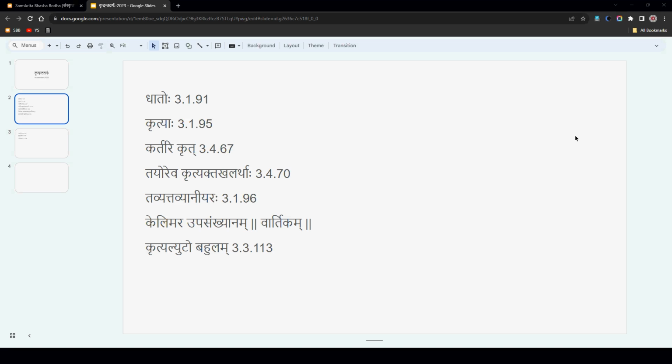They are not applied to Vatikadikas. Tavyat, Tavya, Aneeyar. And also because they are defined as Krutya Pratyaya based on the Krutyaha Sutra, and Tayoreva Krutya Takhalarthaha based on that. That means Tavya, Tavyat, Aneeyar are applied in the Karmani sense or Bhave sense depending on the Sakarmaka or Akarmaka.